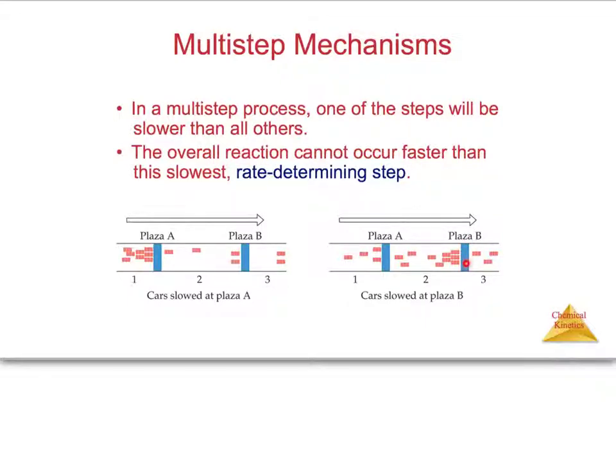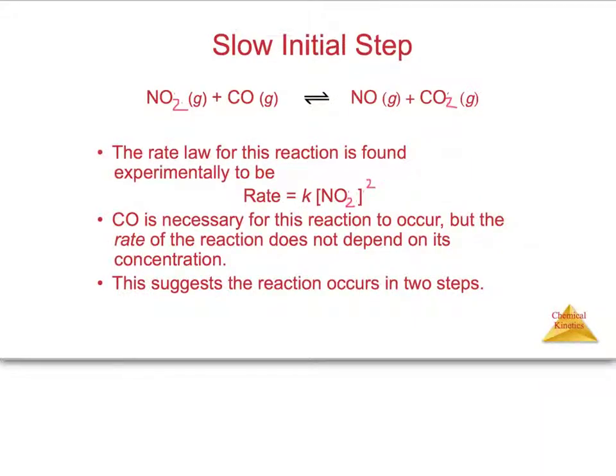Okay. Now overall, in both of these examples, we're getting from point 1 to point 3. In other words, it's just like a reaction. I have my reactants, and they're going to give me products. Okay, but it's going to take us a few steps in order to get there. Okay, so we're going to look at slow initial steps.